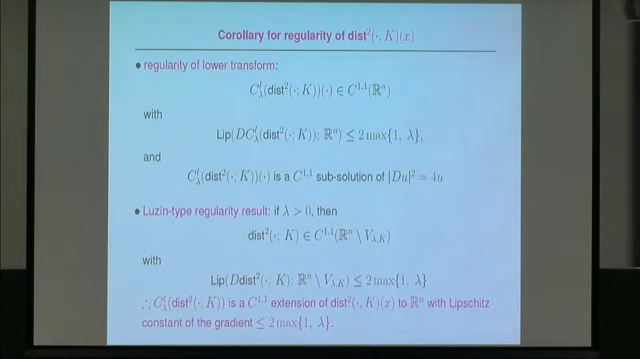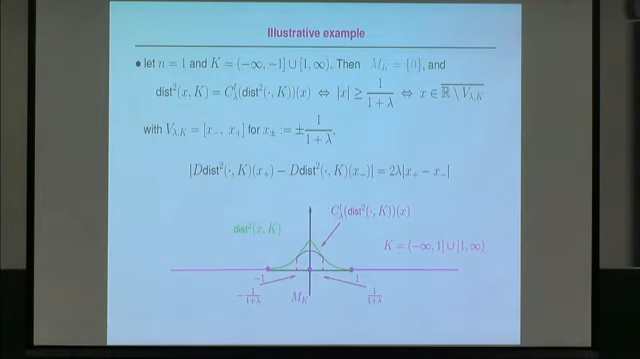And so let me just show you a quick example of that. So this is just in the case when n is equal to 1. So here we take k to be the union of the set between minus infinity, minus 1, and 1, infinity. So in this case, the medial axis is just 0, right? So we're just looking at a one-dimensional problem. And the square distance function is equal to the lower transform precisely when mod x is bigger than or equal to 1 over 1 plus lambda. So on this part and on this part.